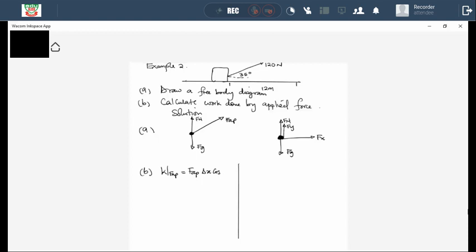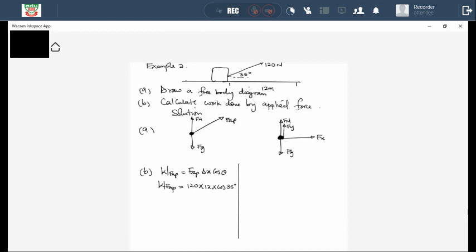Now, work done by force applied is force applied times displacement times cos theta. Let's substitute. Work done by force applied is equal to the magnitude of force applied, 120, times displacement, 12, times cos theta. What is going to be our theta here? Remember, I want to repeat this: theta is the angle between force and direction of motion. The object is moving horizontally to the right. Force applied is also going to the right, but at an angle of 35 degrees. So my theta is 35 degrees.